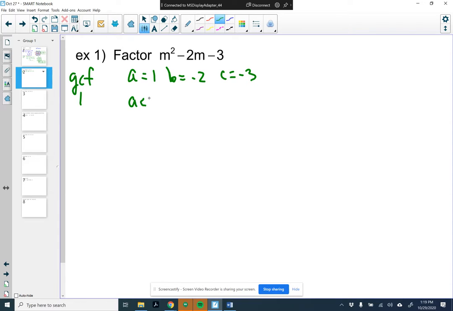Identify the A, the B, and the C. Find A times C. That's 1 times negative 3. Realize that we need 2 factors of negative 3 that add up to negative 2. So they have a sum of negative 2.